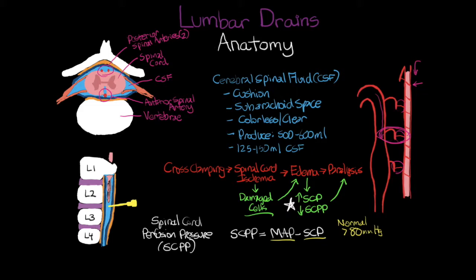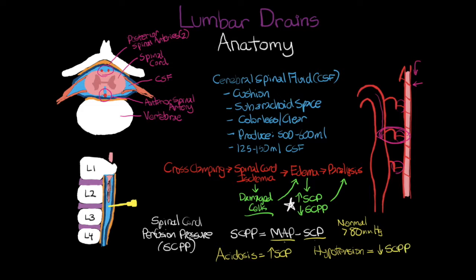Some important things to know with our spinal cord perfusion pressure would be that acidosis can lead to an increase in our spinal cord pressure, which then, looking at our formula here, would lead to a decrease in our perfusion pressure. And then hypotension can lead to a decrease in our spinal cord perfusion pressure.